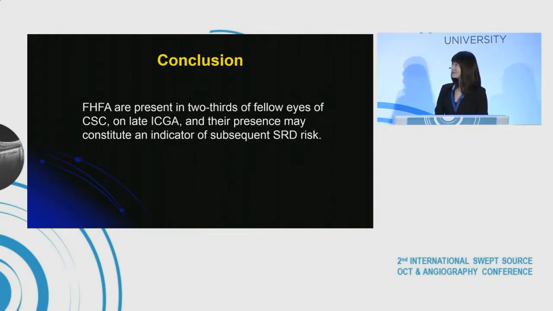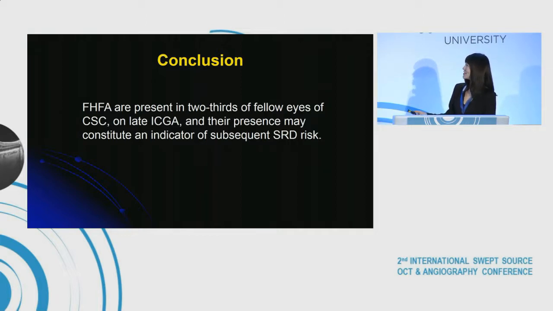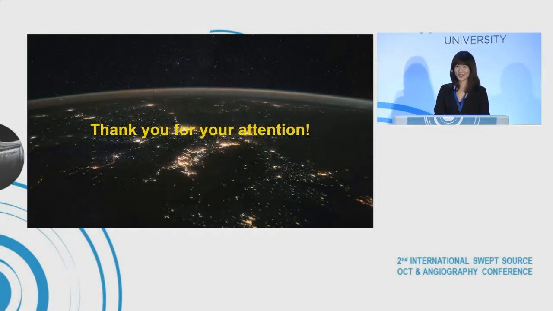In conclusion, FHFA are present in two-thirds of fellow eyes of CSC on late phase ICGA, and their presence may constitute an indicator of subsequent SRD risk. Thank you for your attention.